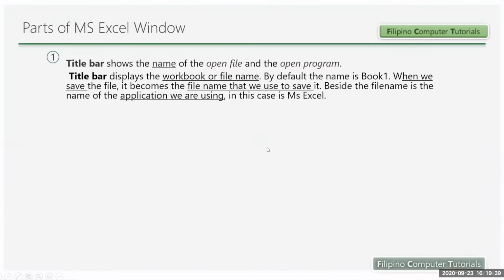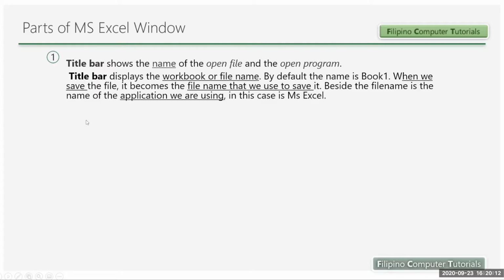Una, we have the title bar. Title bar shows the name of the open file and the open program. Title bar displays the workbook or file name. By default, the name is Book 1. When you first open the Microsoft Excel, its default name is Book 1. When we save the file, it becomes the file name that we use to save it.